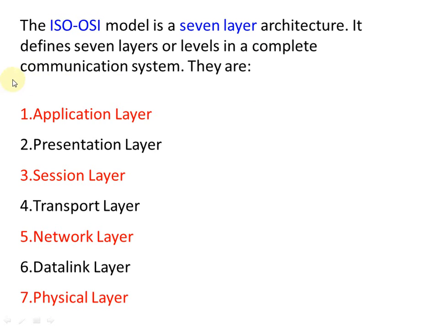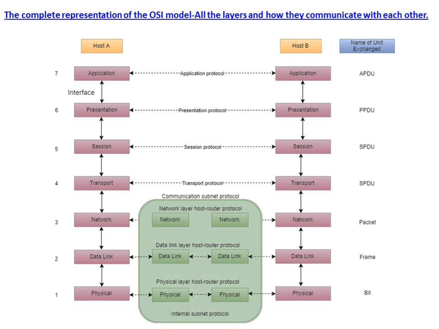These are the 7 layers of the ISO-OSI model: application layer, presentation layer, session layer, transport layer, network layer, data link layer, and physical layer. These are the 7 layers of the OSI reference model.